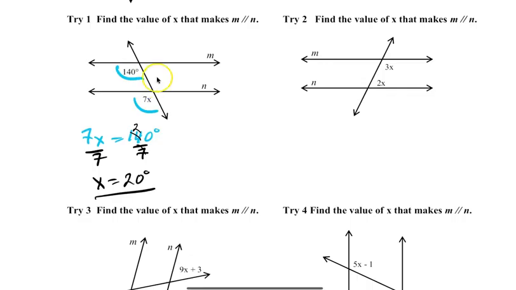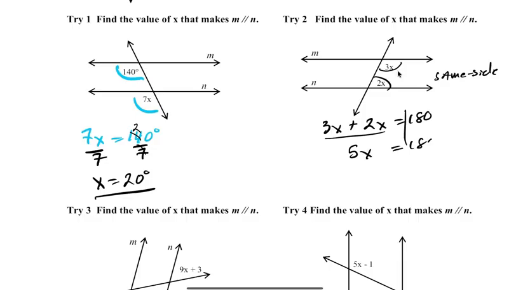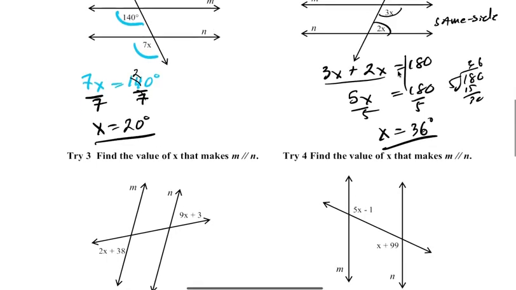So 20 makes those two parallel, because that means these will be corresponding. In this next case, these are same side. If I want those two lines to be parallel, that means same side must add to 180. Let's do the math here. Remember, add these two together first. 5x equals 180, so x equals 180 divided by 5. That's 3, that's 15, that's 30, so 36. It's okay to do long division on the side.